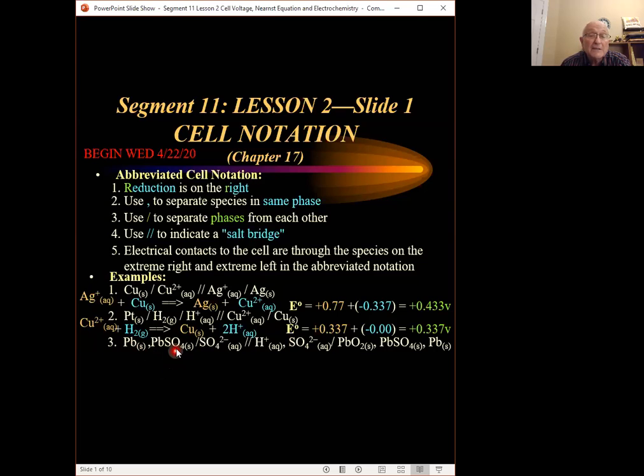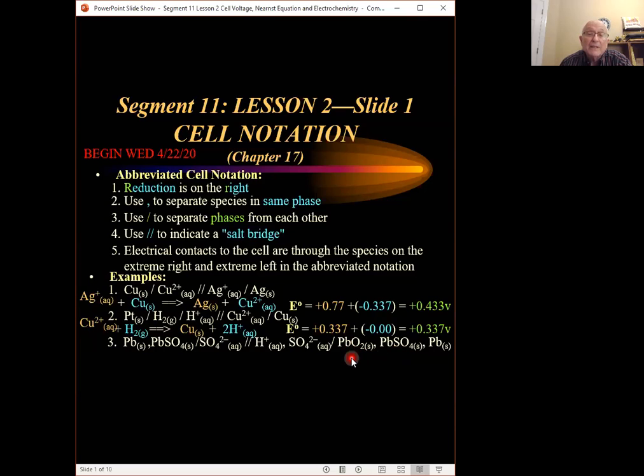So now look at the separators. Lead is a solid, lead sulfate's a solid, it's separated by a comma. That means the lead on that electrode is going to have a coating of lead sulfate on it. It's going to have sulfate ion in that solution at 1 mole per liter. And on the other side, we can look at the separators over there. Starting on the right with lead. Lead is a solid, lead sulfate is a solid, and lead dioxide is a solid. That means the lead electrode on the right side has 2 coatings on it. It has lead sulfate and lead dioxide on it.